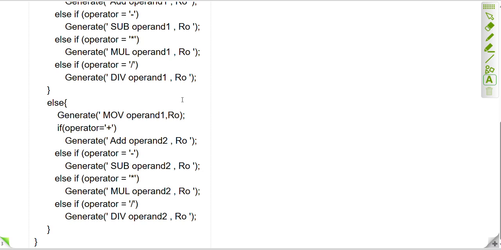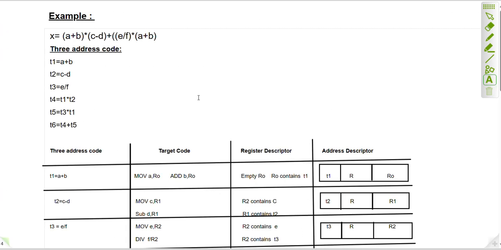So now I hope you understood the complete algorithm. Now let us see this with an example. The example is as follows. The instruction given to us is x = a + b * (c - d) + e / f * (a + b).